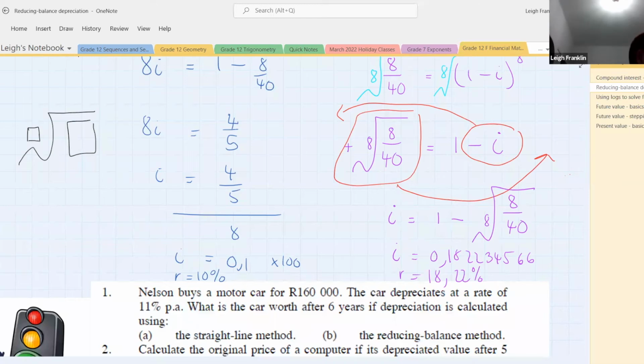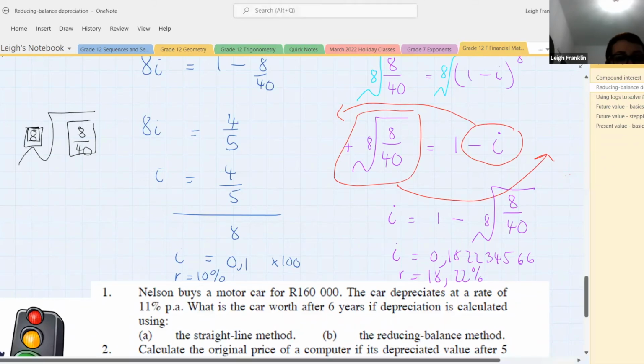Okay, that's what it looks like. And then what you're going to do is you're going to put the 8 over here, and then you're going to go into this thing and press the fraction button and put the 8 at the top and the 40 at the bottom. Have you found it on your calculator? No, not square root, not square root. Okay, there's a block here that's empty that you have to fill in.